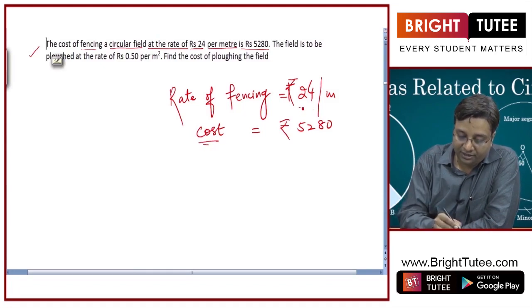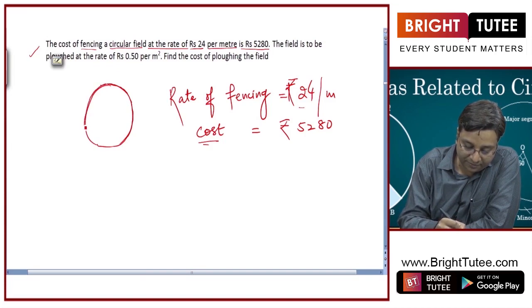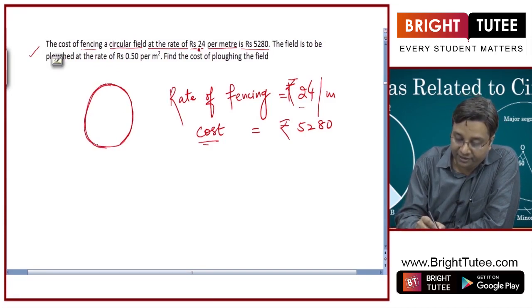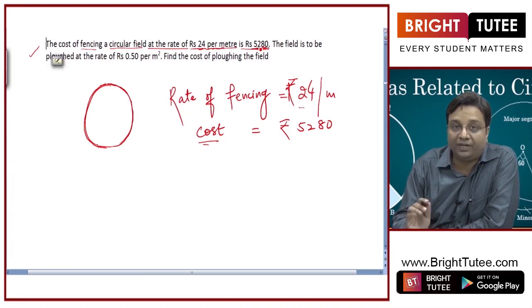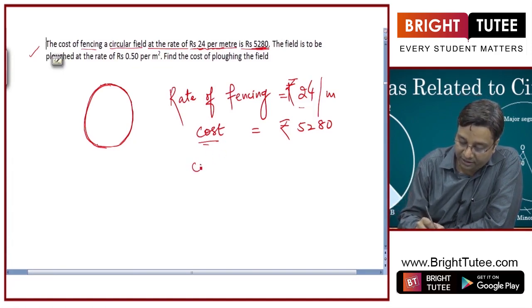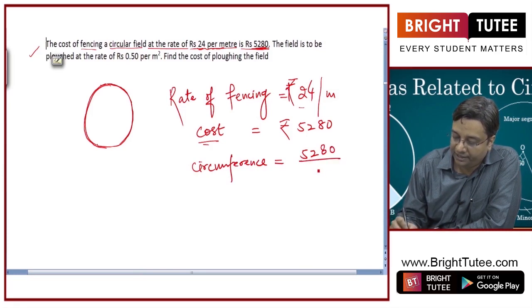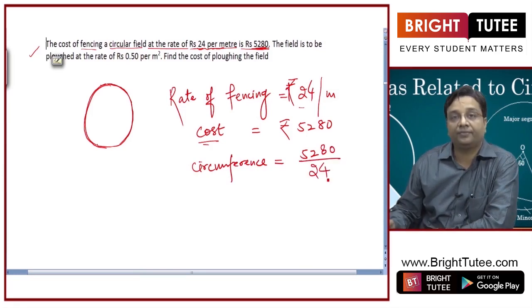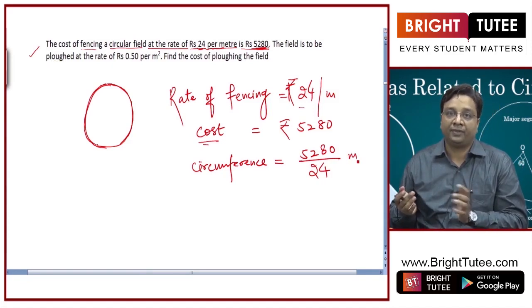So, what will be the circumference? Let us say this is the circumference. You will put the fencing around its circumference, at a rate of 24 rupees per meter, and the total cost is 5280. So, how many meters is the circumference? You can obtain the circumference by dividing this cost by the rate of fencing. So, these many meters is the circumference of this circular field.